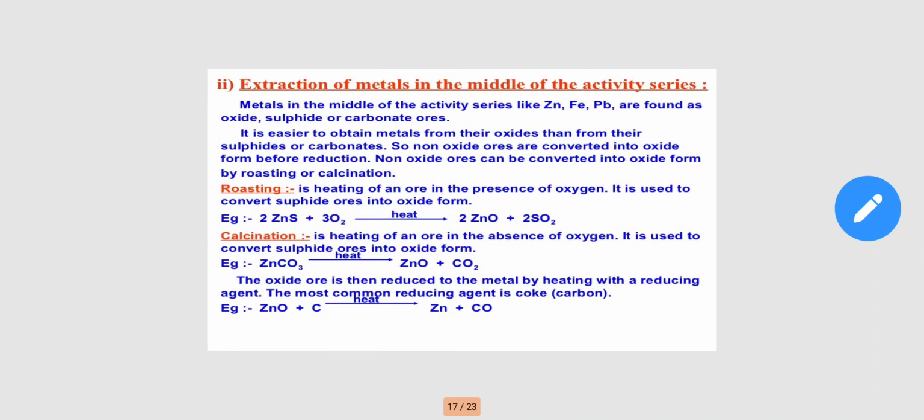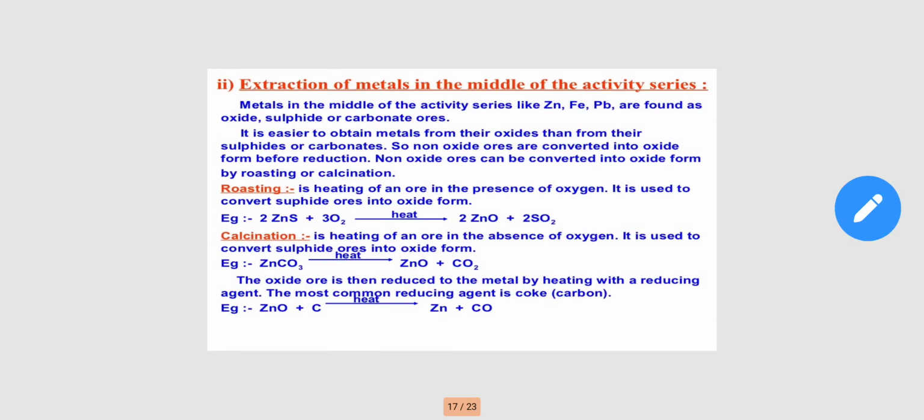So non-oxide ores are converted into oxide form before reduction. Non-oxide ores can be converted into oxide form by roasting or calcination. First, what is roasting? It is heating of an ore in the presence of oxygen. It is used to convert a sulfide ore into oxide. For example, zinc sulfide reacts with oxygen, with heat, and we get zinc oxide, ZnO, and sulfur dioxide, which is a gas.